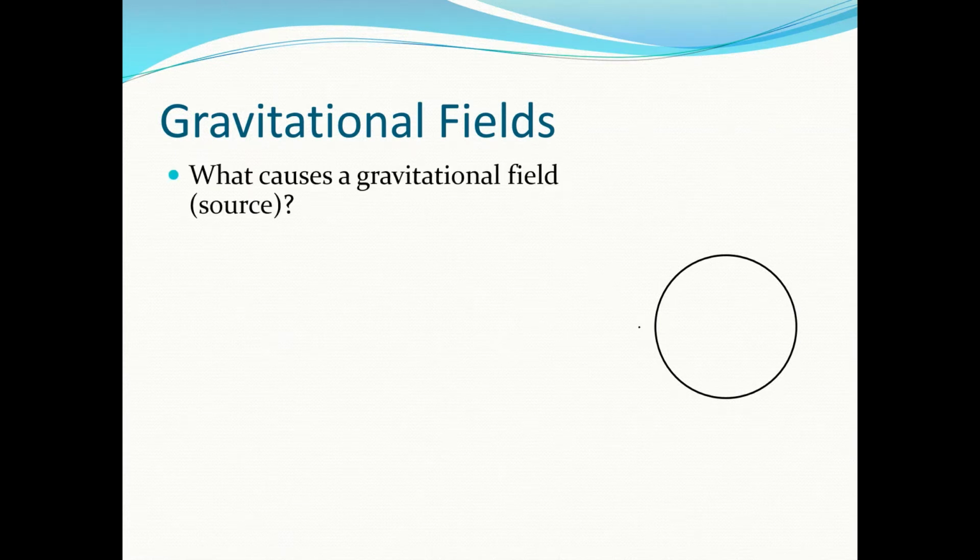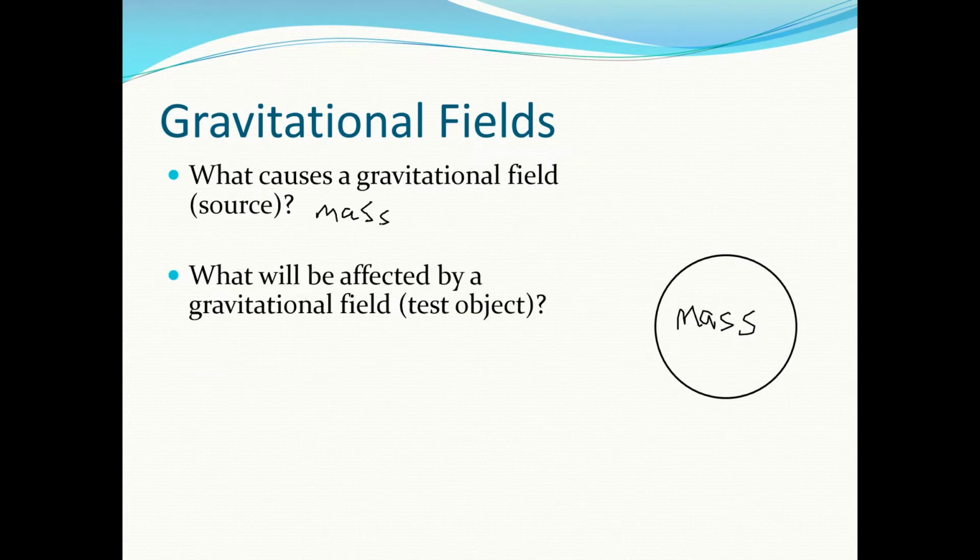So what causes a gravitational field? Well, a mass. A mass causes a gravitational field. What is affected by gravitational fields? Well, anything with mass, right? Let's put another mass. So if I stick an object with mass near this, say this is Earth, what that object is going to do is it's going to start to fall towards Earth. It's going to go towards the center of the mass.